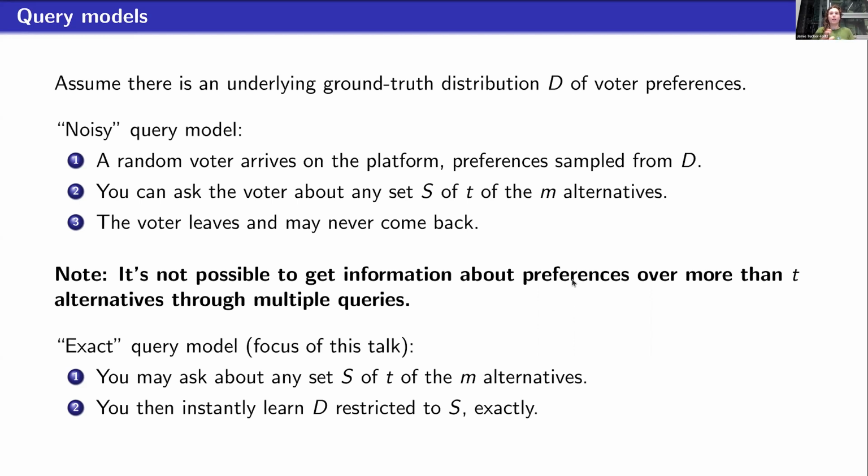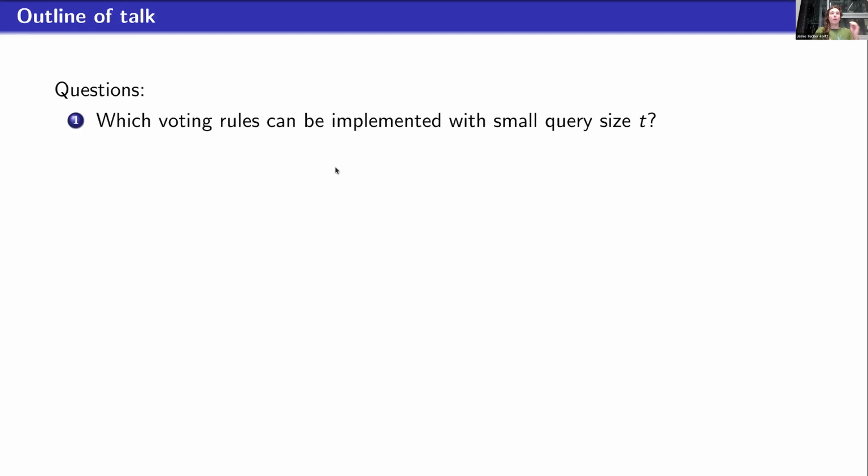Okay, so let me say what the main questions are first. The first is the information-theoretic question. What voting rules can be implemented with a small query size? What types of classic social choice theory preference aggregation tasks can you do with a smaller T than M, the number of candidates? Then there's a computational question of when you can do that, how many queries do you need? Okay, so that's the second question.